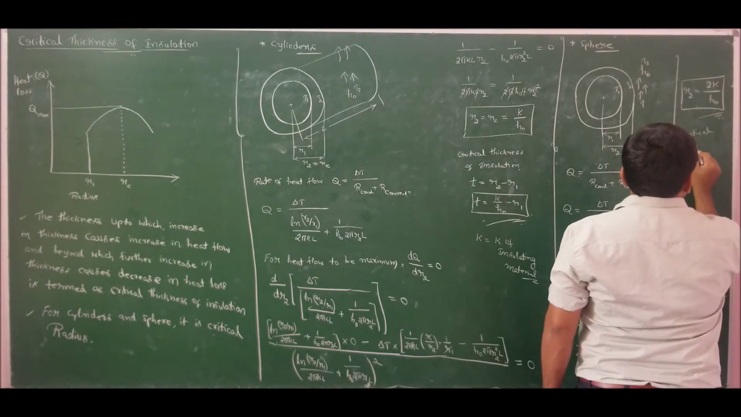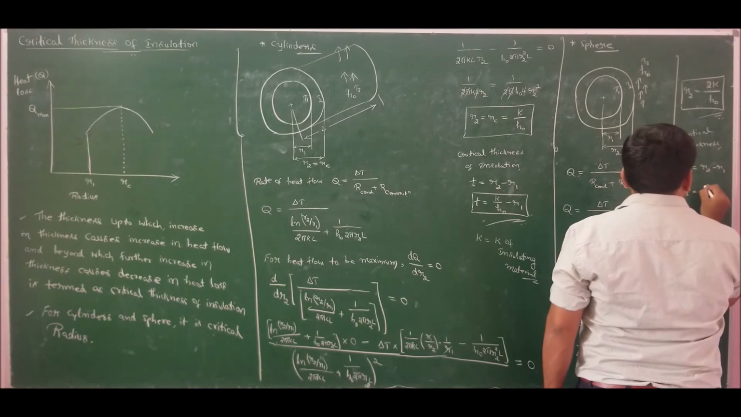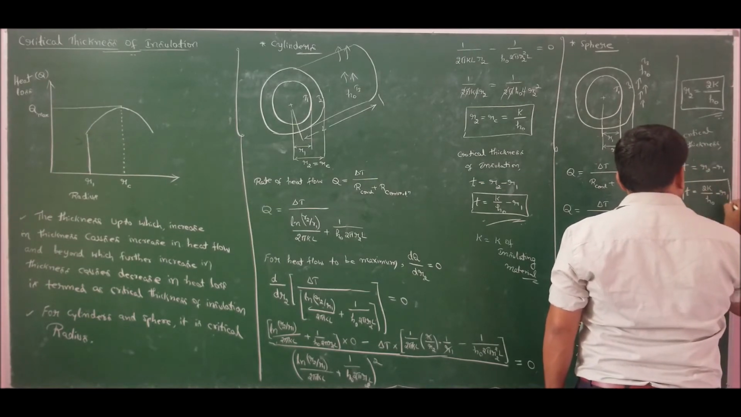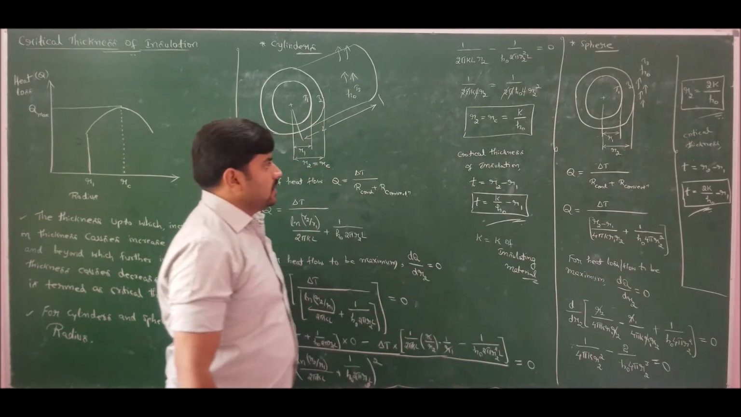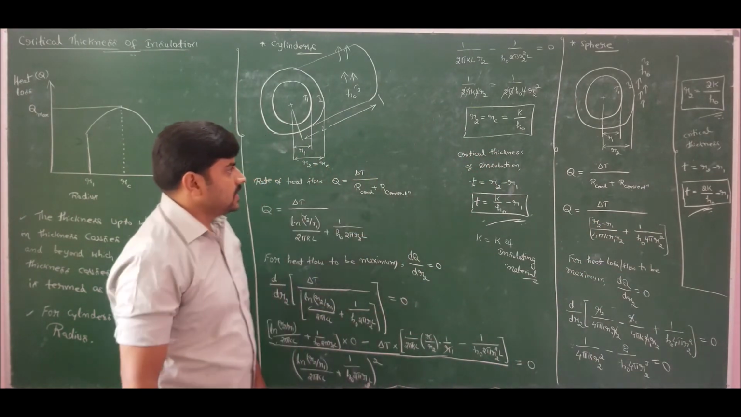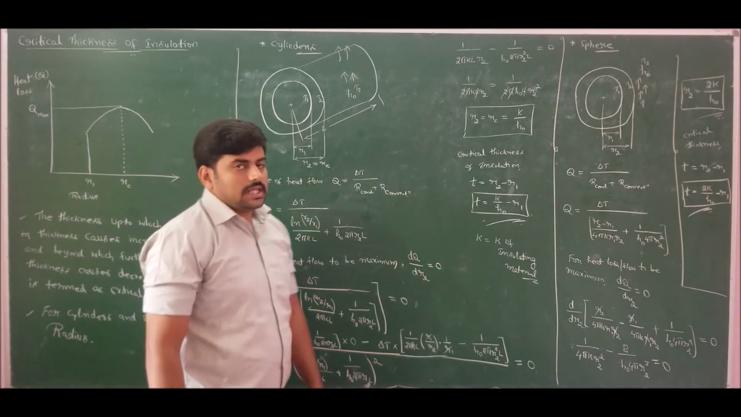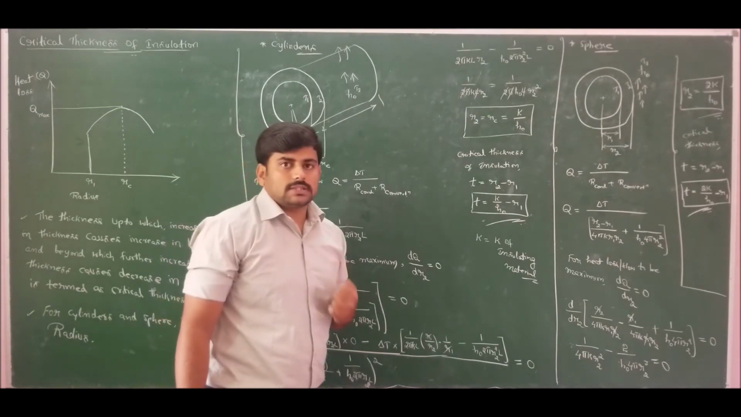Hence critical thickness T is equal to R2 minus R1. So critical thickness for sphere is given by 2 times thermal conductivity of insulating material divided by H naught, minus R1. So this is the formula for critical thickness of insulation for sphere, and this is the formula for critical thickness of insulation for cylinder. Let me pause this video for a while so that you can copy it down. Later we solve some numerical problems on critical thickness of insulation.